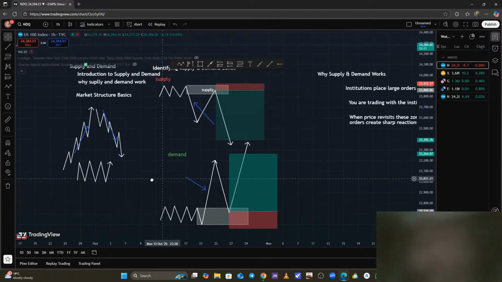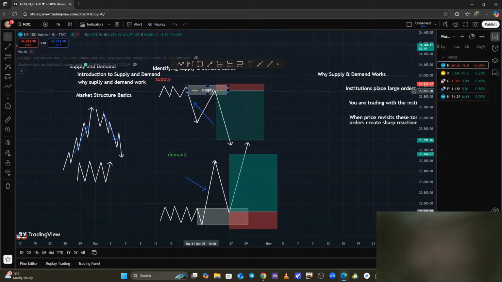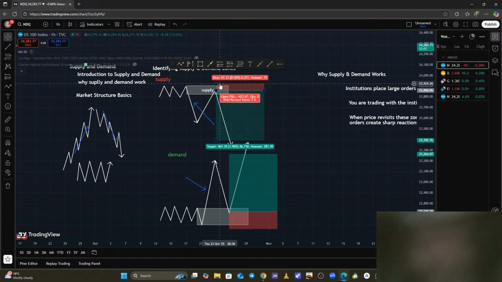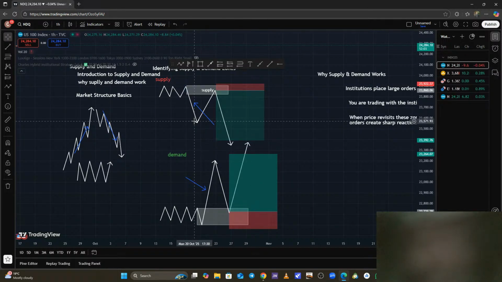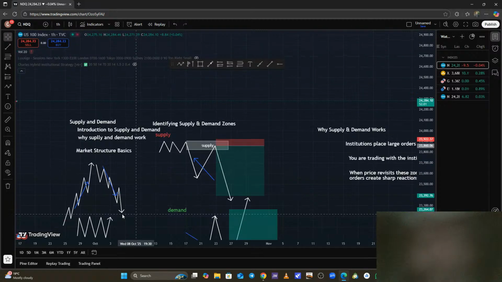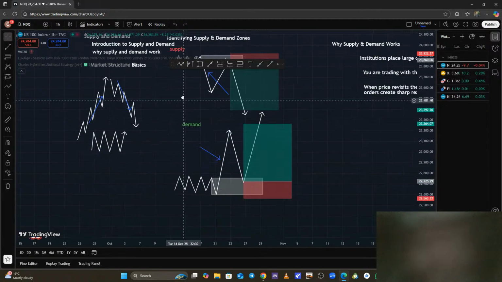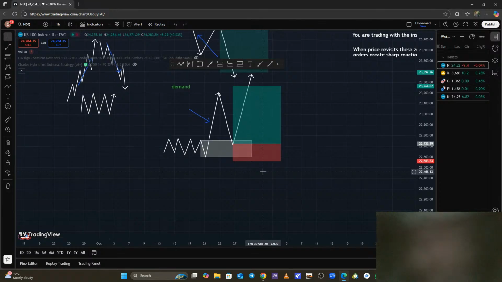So we have this supply zone. You can see I marked my supply at this level here. And I said if price comes back to this level, you're going to trade towards the other side. So where should you put your stop loss? If you're trading supply, just put it slightly above the supply zone. Like this, at this specific zone, you can see my stop is slightly above this level, and on the demand zone slightly below the demand zone. You can see it's just slightly below the demand zone.